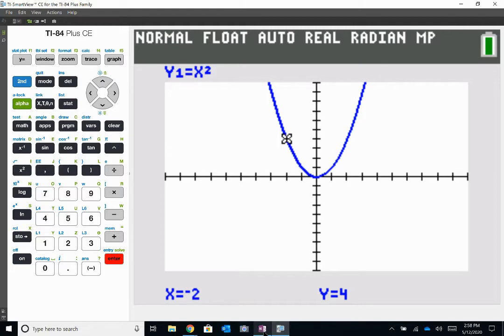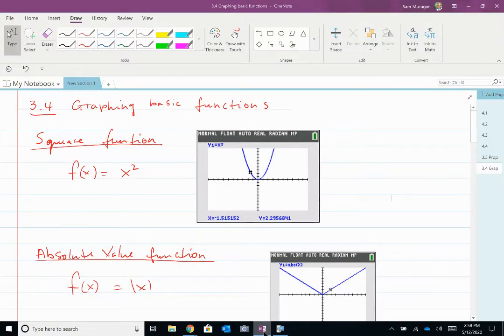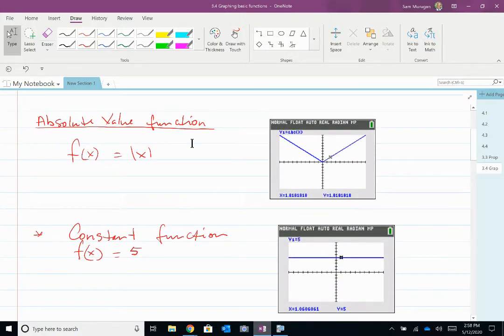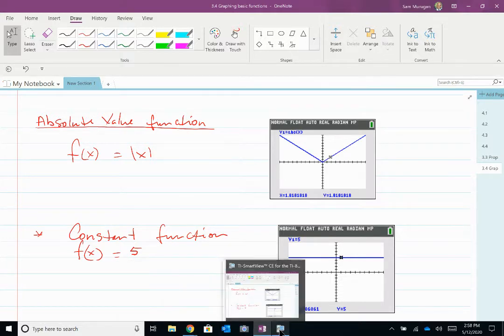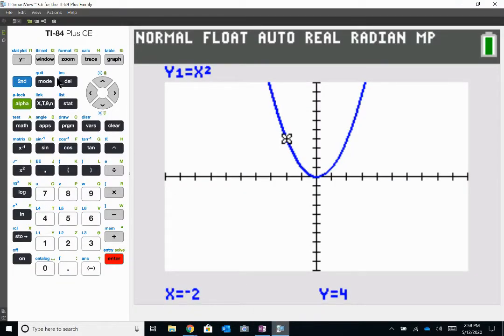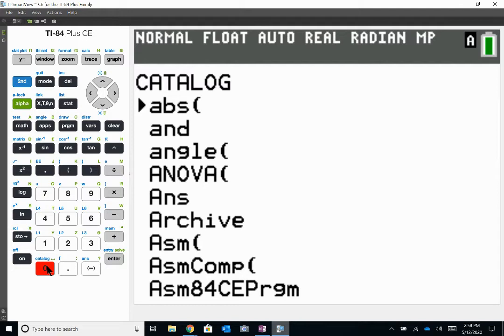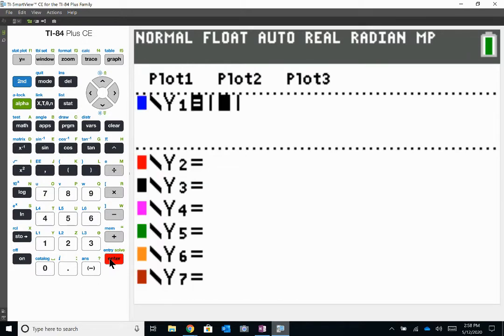Okay. So next we're going to speak about the absolute value function, which is f of x equal to the absolute value of x. So to see that, we would go to y equals again, clear it, press second and the 0 button to access the catalog, and select the first entry there, which is ABS, absolute. Enter your independent variable and close the absolute value sign. Graph it.